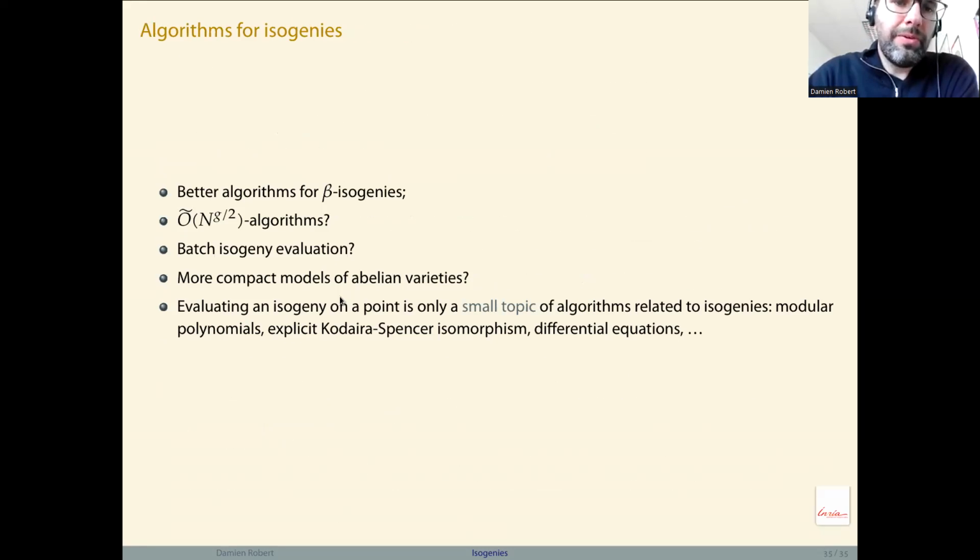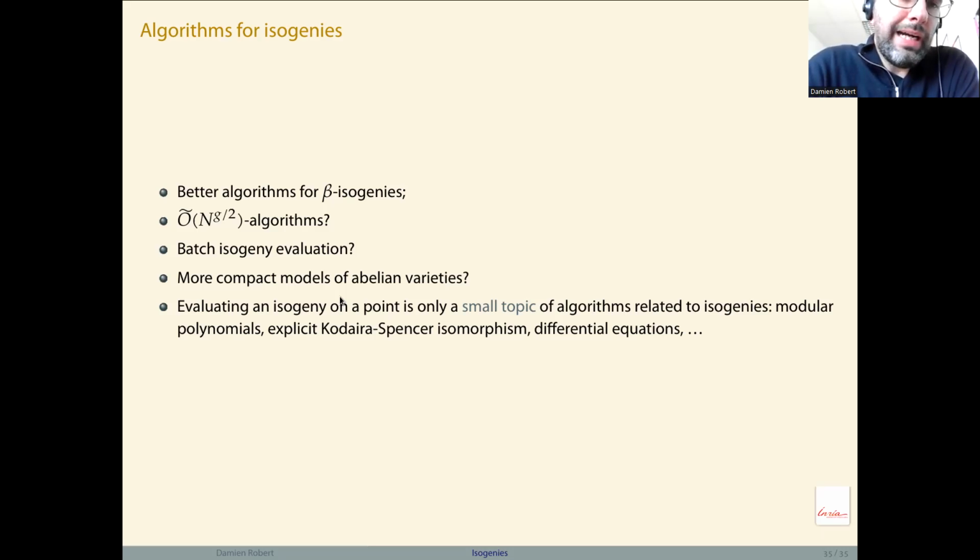Okay, so to conclude, there are still a lot of open problems for isogenies between abelian varieties. Like we need better algorithms for beta isogenies. In practice, implementing them is a nightmare. The constants are huge. So I would like to improve that.